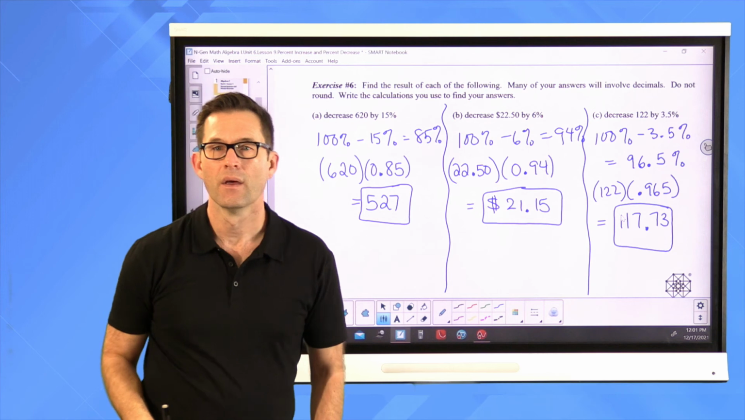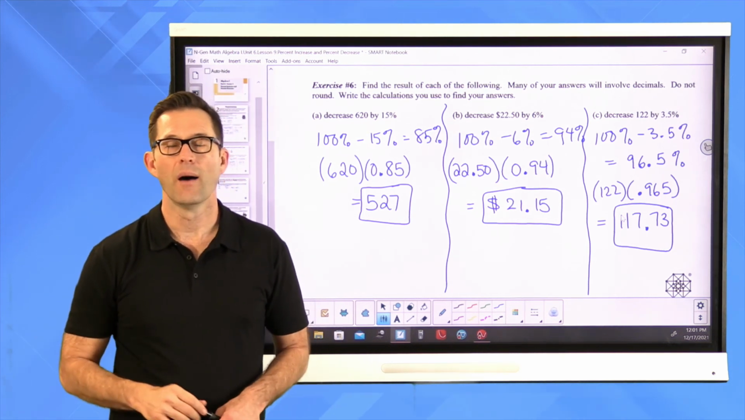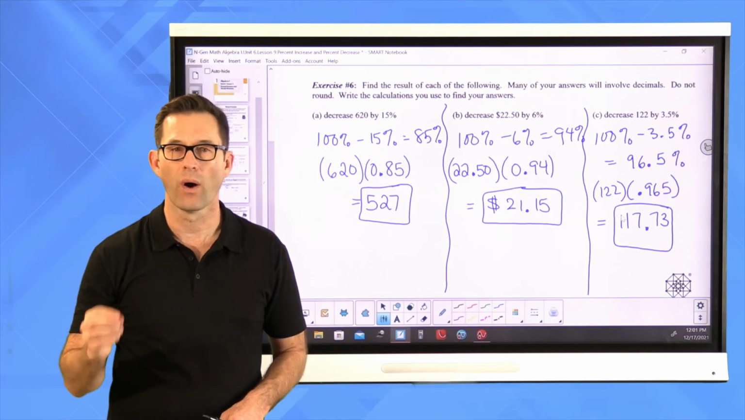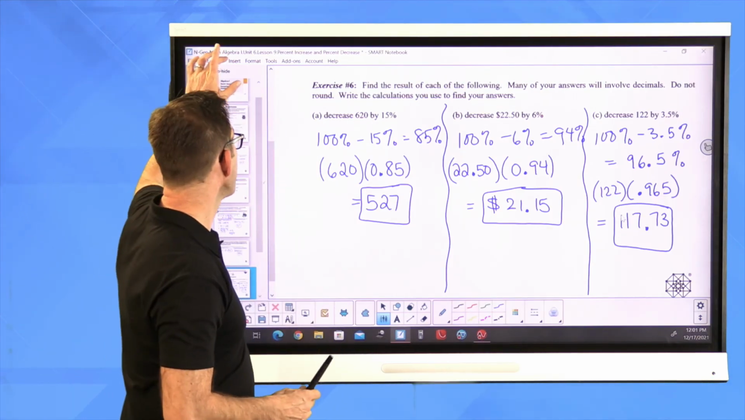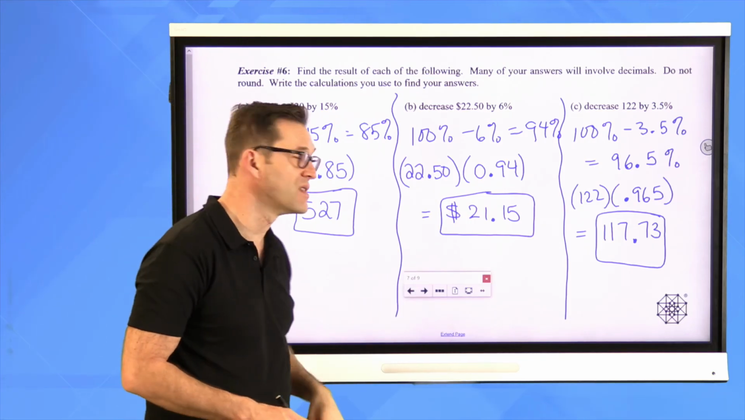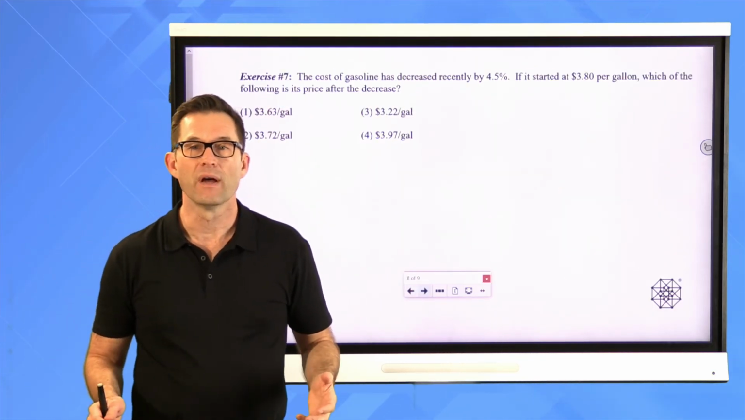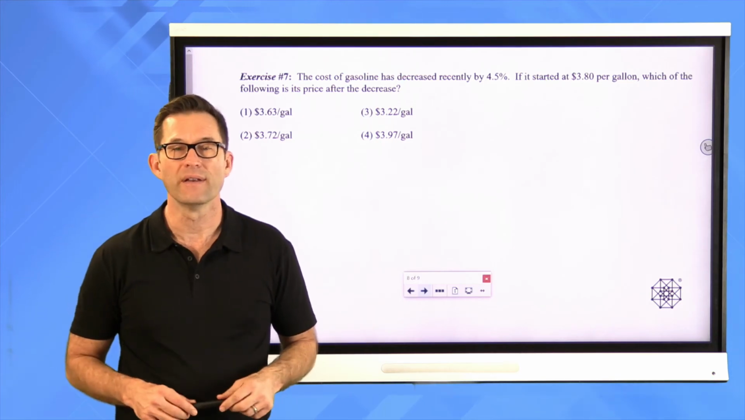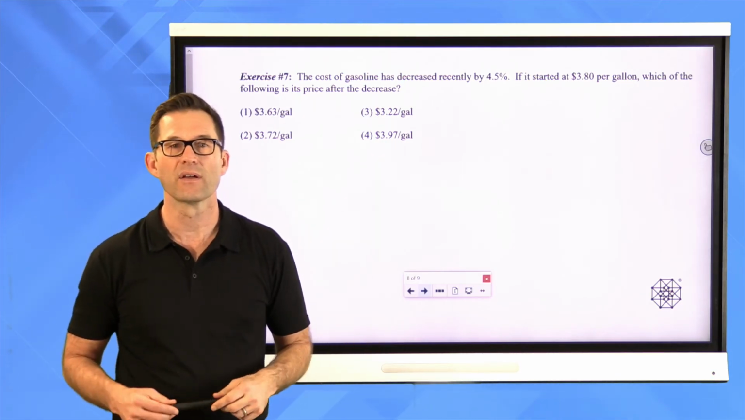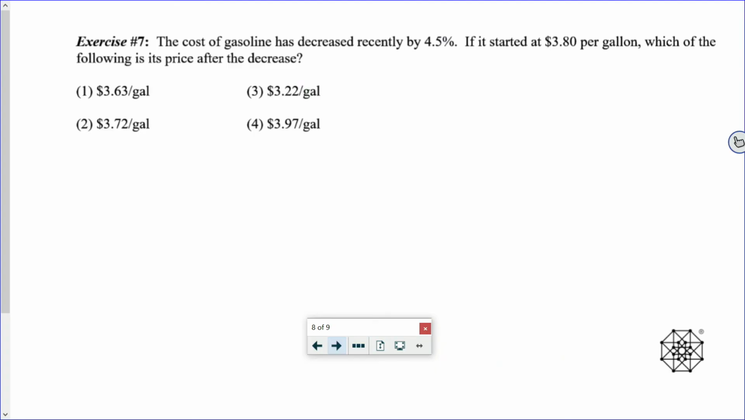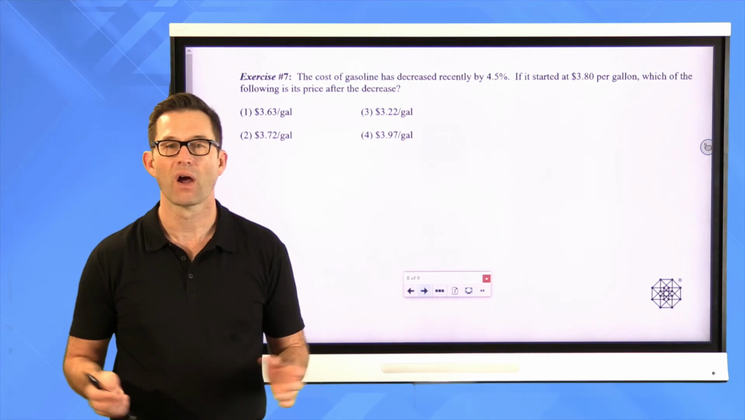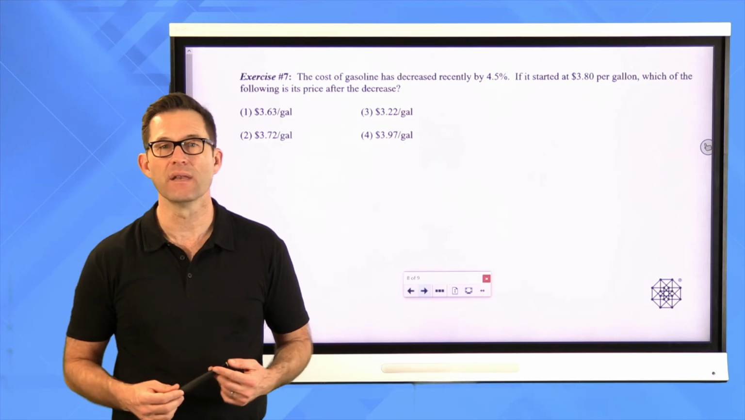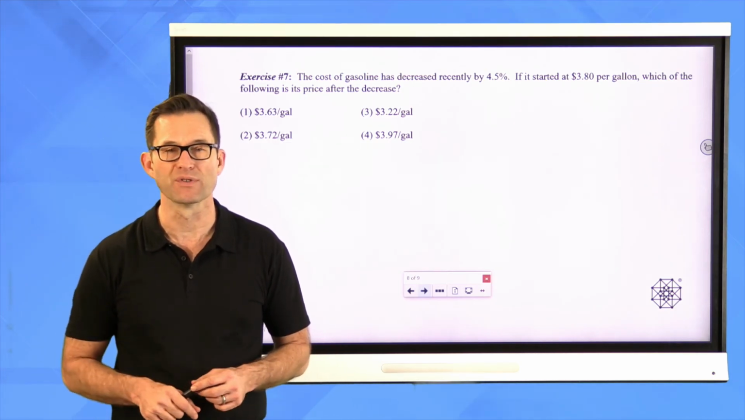All right. We need to be good about being able to increase or decrease a quantity by a certain percent. Now, in all of these cases we've been saying, oh, increase this, decrease that. But sometimes you're just going to have to be able to figure it out. Here, I think it's pretty straightforward. Let's take a look at exercise number 7. The cost of gasoline has decreased recently by 4.5%. If it started at $3.80 per gallon, which of the following is its price after the decrease? See if you can figure out the price of the gasoline per gallon after a decrease of 4.5%.